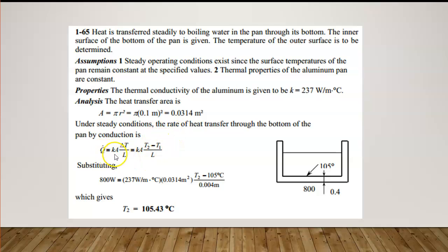This is Q conduction. So Q equals K A delta T over L, or delta X. L means thickness. We need to find the value on the other side, meaning the outside, what the temperature is. So rearrange and put in all the values that you have, and you get the outside value of 105.143. Alright, thank you very much.